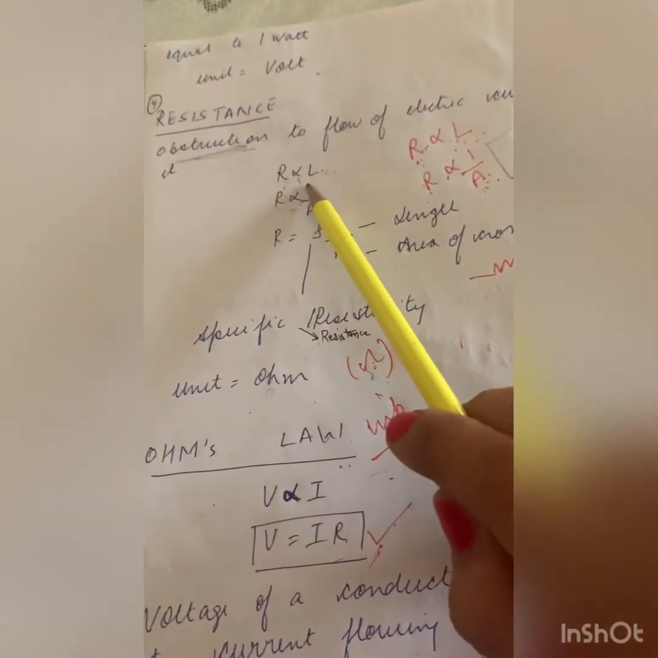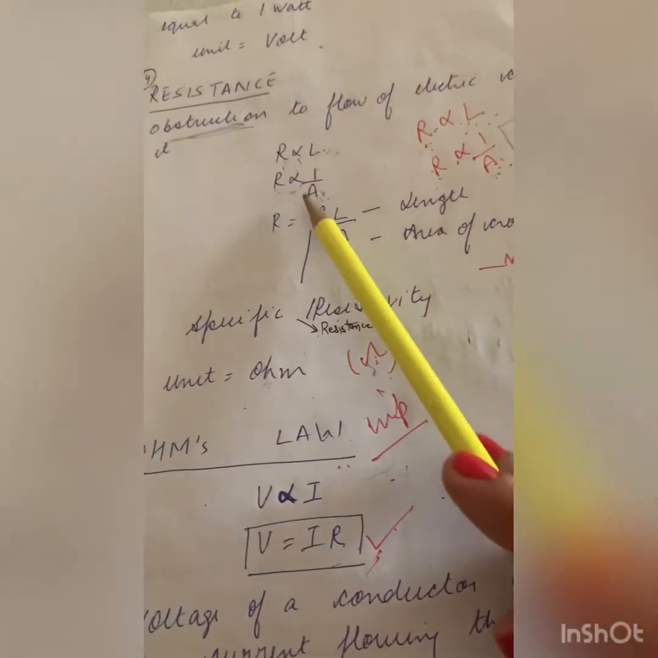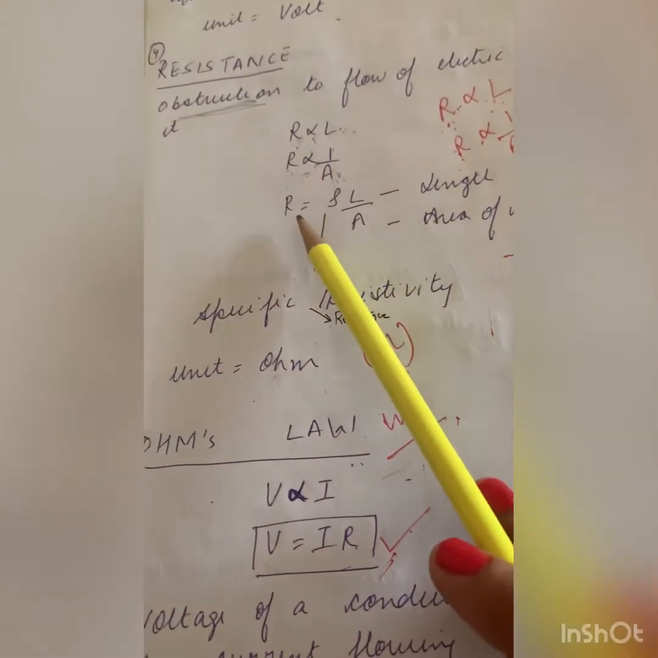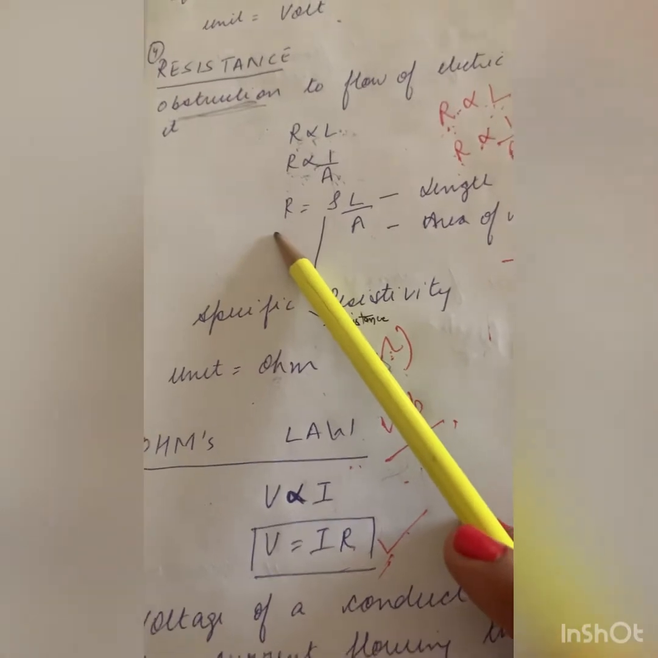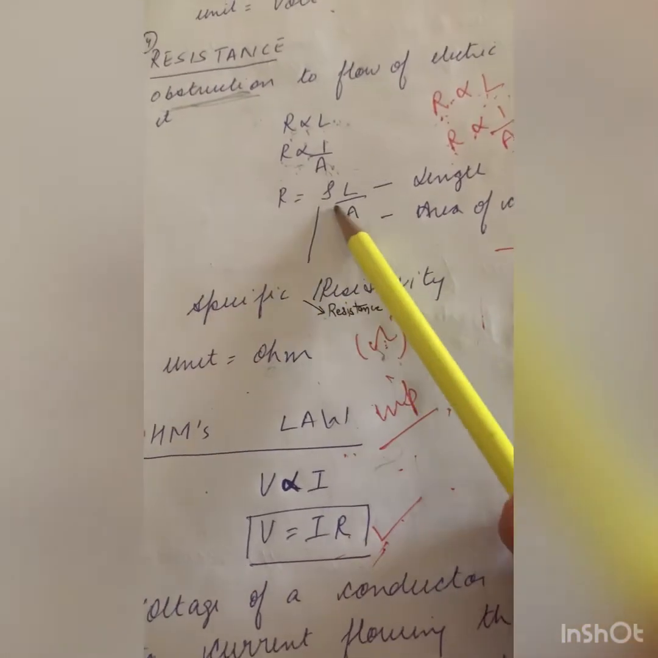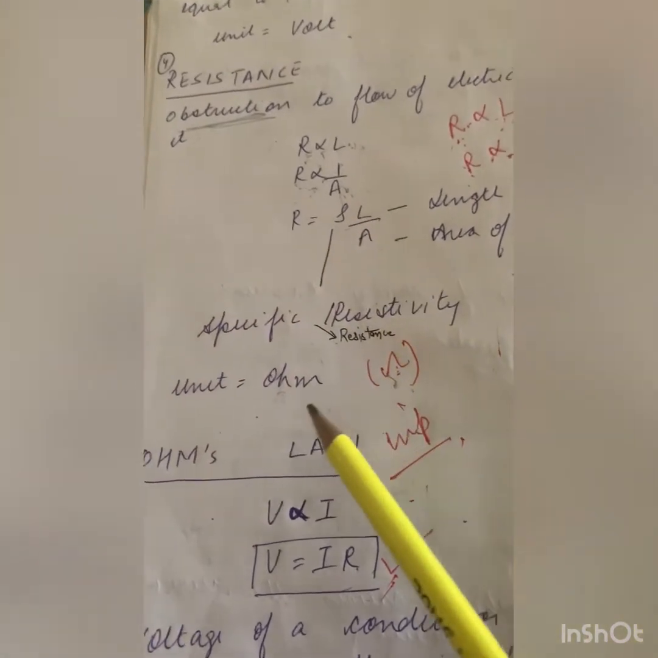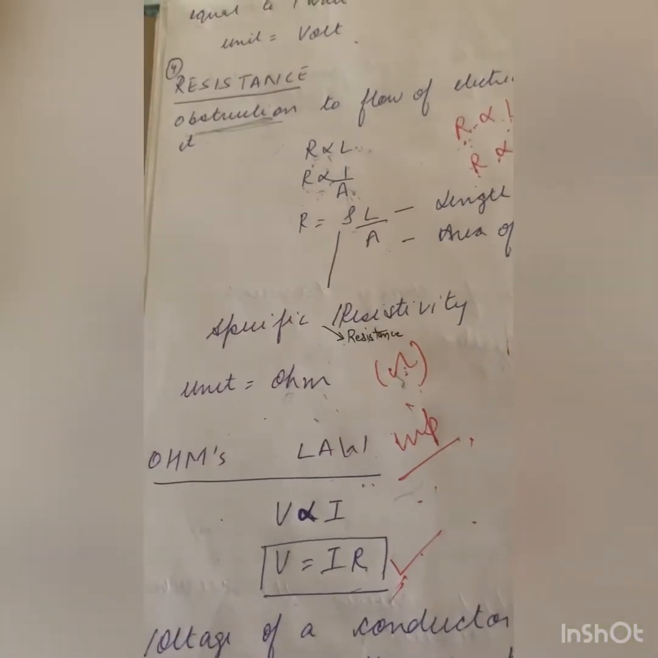R is equal to rho L upon A. How is it derived? R is directly proportional to L. R is inversely proportional to area of cross section. We need to remove the proportionality sign, and I will write R is equal to rho L upon A. Rho is specific resistivity. Unit of resistance is ohm.